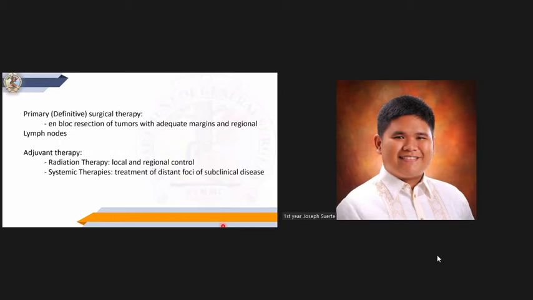So first, let us define primary versus adjuvant therapy. So primary or definitive surgical therapy is the en bloc resection of tumors with adequate margins and regional lymph nodes. While adjuvant therapy aims for local and regional control with our radiation therapy and for the treatment of distant foci of subclinical disease using our different systemic therapies that we will tackle later.